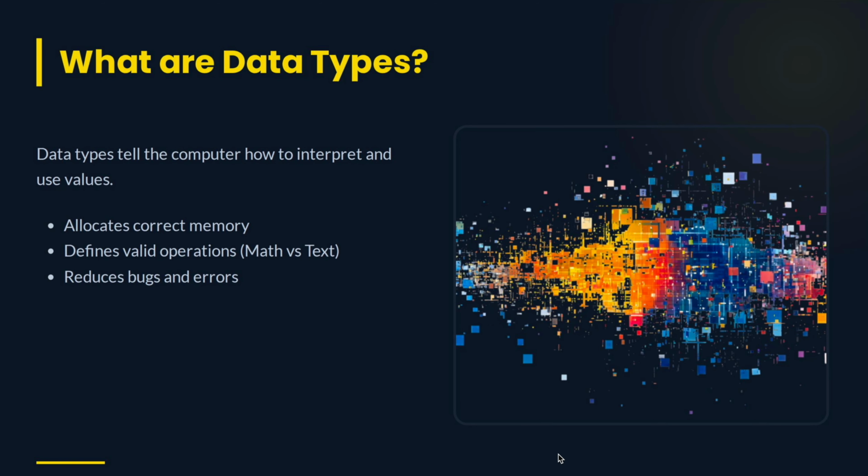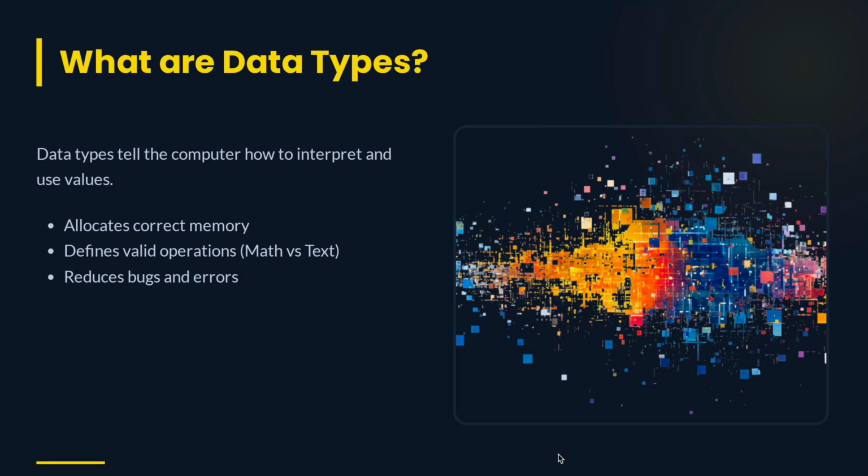Think about information in the real world. For example, a person's name is text. Their age is a number. Whether they are currently logged in is either yes or no. JavaScript also needs to distinguish between these different kinds of values. These categories are called data types.